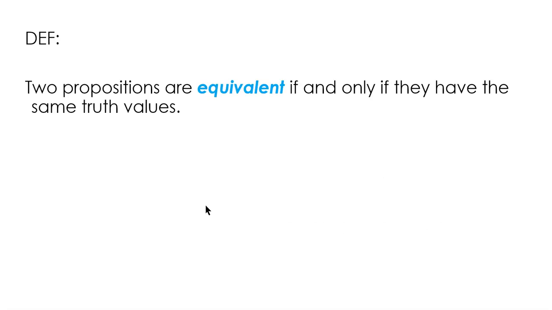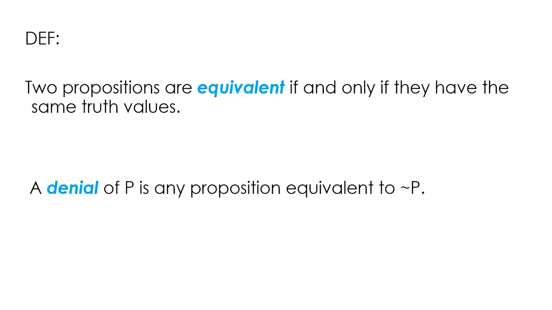Definition. Two propositions are equivalent if and only if they have the same truth values. And a denial of P is any proposition that is equivalent to not P. So what does this mean? We'll have a couple of theorems, and the only way we can really prove them is by doing a truth table for them. Things that are always true.